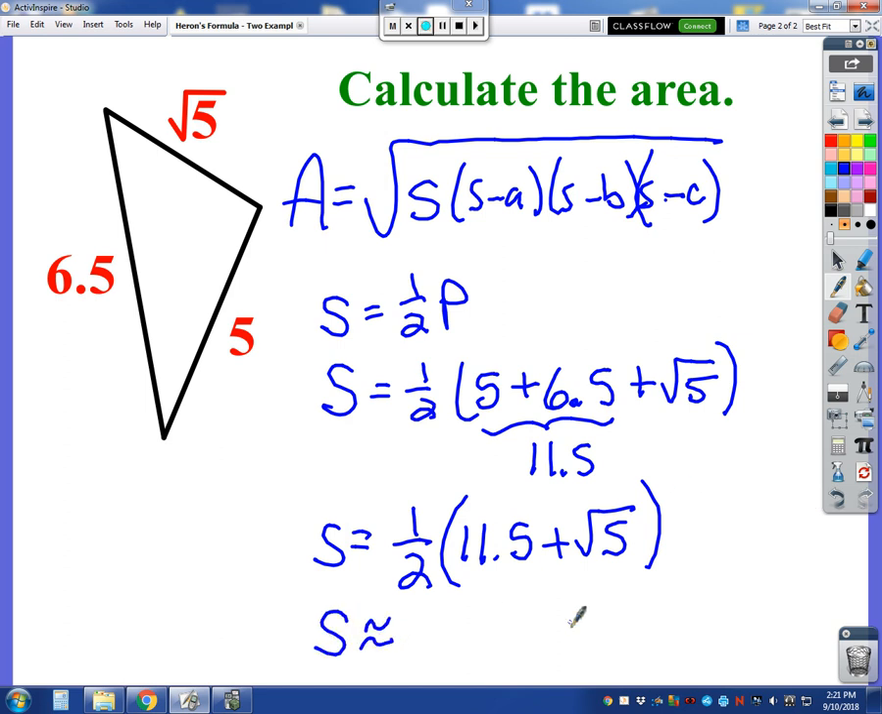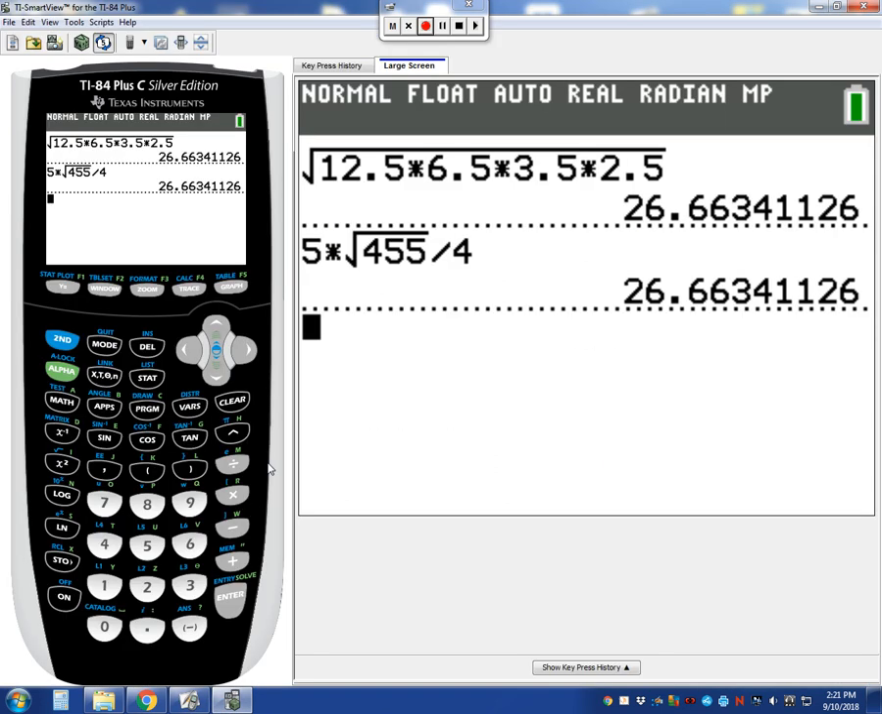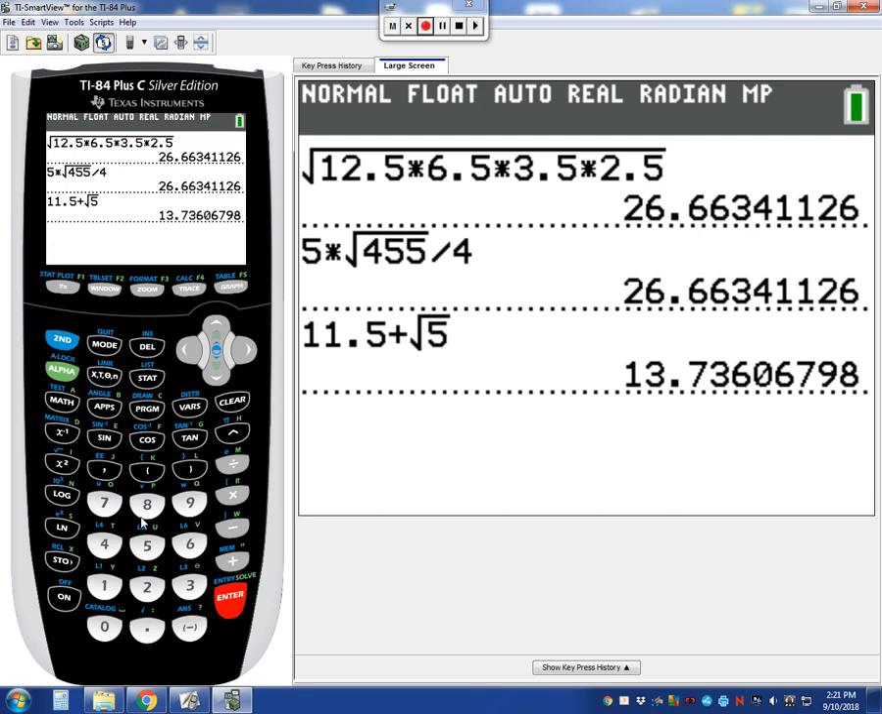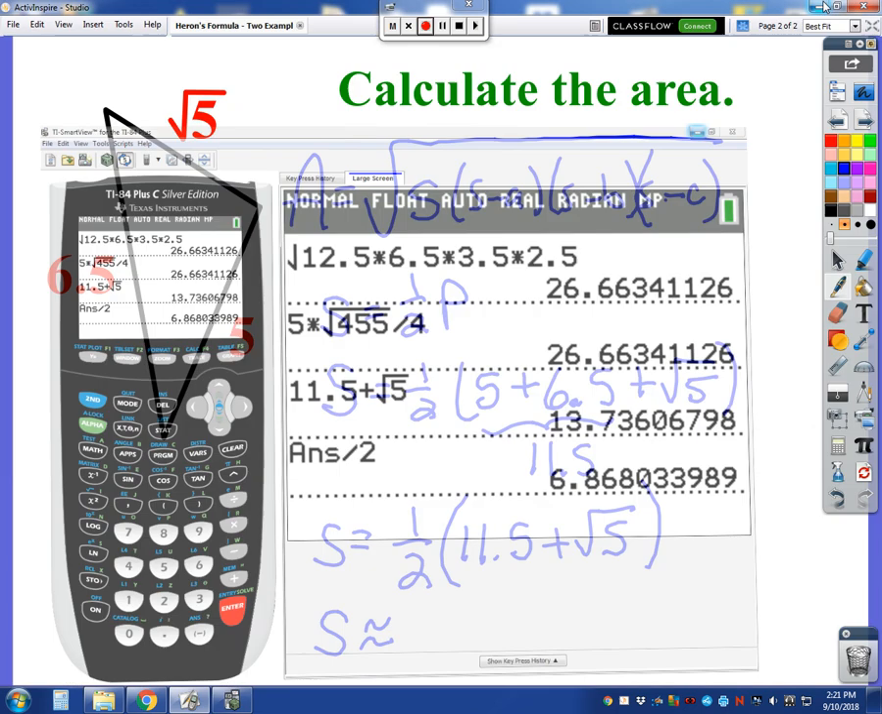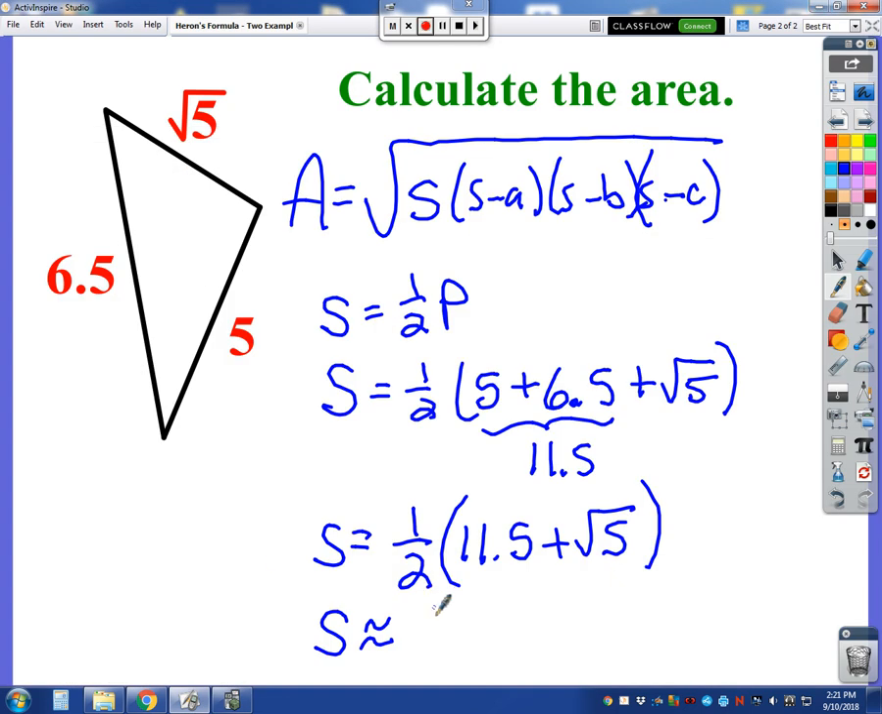So let's figure out what s is approximately. Let's go back to our calculator. If I took 11.5 plus the square root of 5, and let's see what that is. So that's the full perimeter, 13.74 rounded to 2 decimal places. But I got to divide it by 2 or cut it in half. So s, the semiperimeter, is 6.87 rounded to 2 decimal places. So there's my approximate value for s.